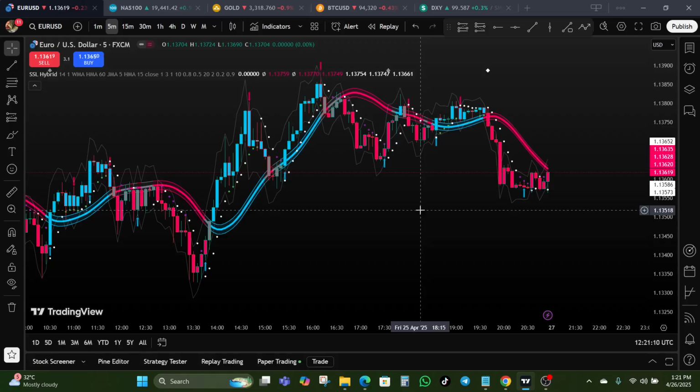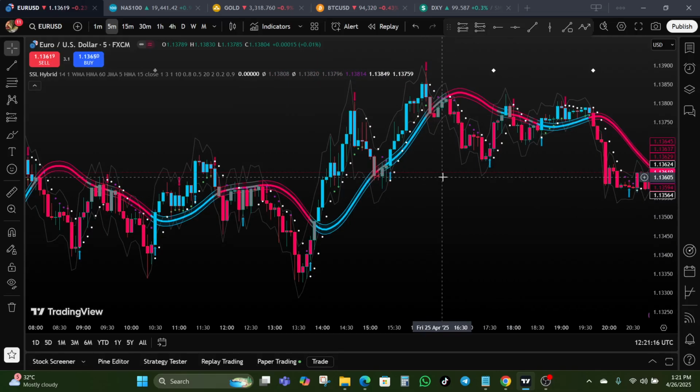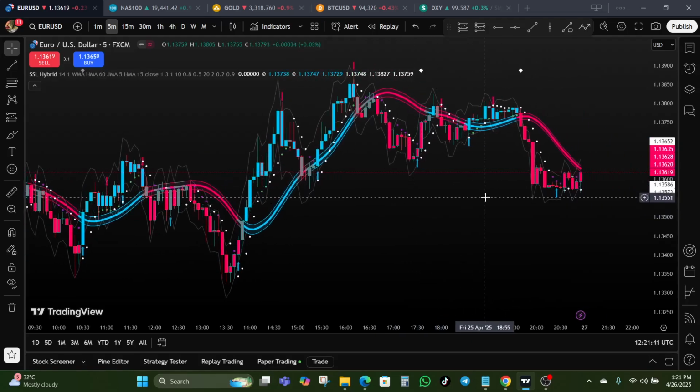If you're tired of messy charts and second guessing your trades, the SSL Hybrid could be the clean solution that you have been looking for. It is simple, visual, and highly customizable. Now, you might be wondering, what exactly is this indicator? Well, the SSL Hybrid Indicator is a full package trading tool.